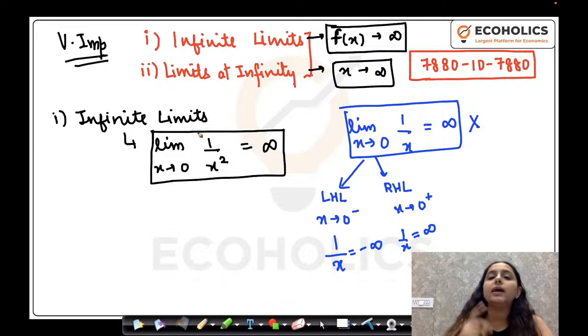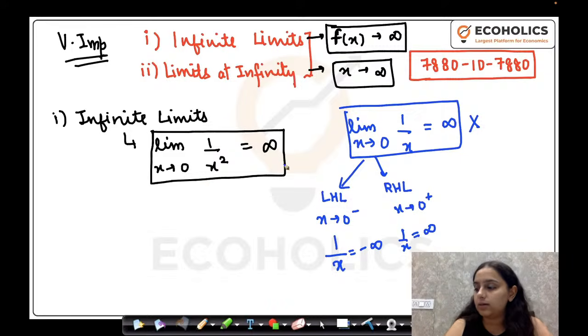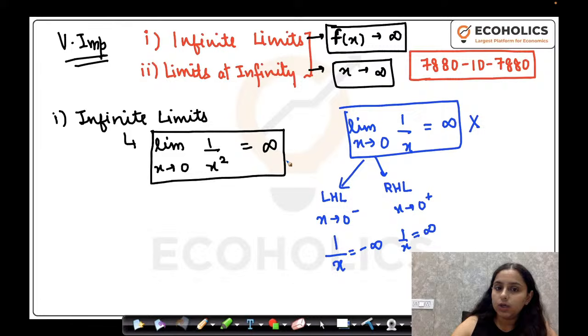That is why we take x square over here. इस वजह से हम यहाँ क्या लेंगे? X square we are going to take here. ठीक है? Is it clear? So these are very simple limits. जहाँ पे भी you see कि okay infinity is becoming, so that is an infinite limit.